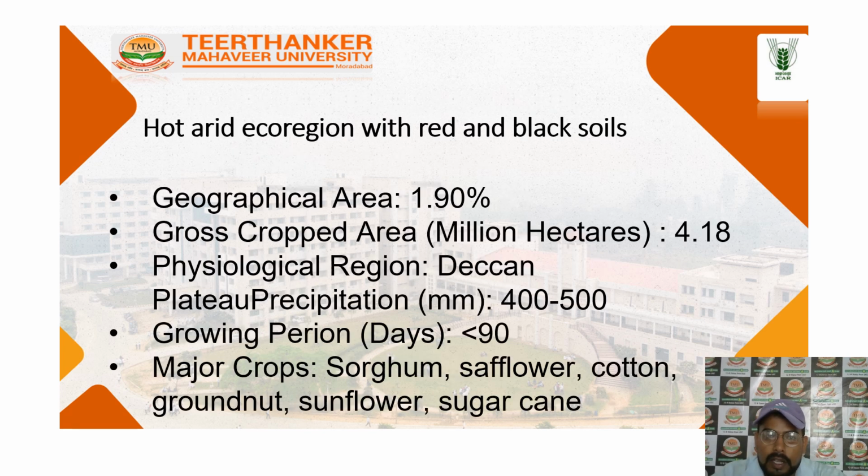Next is the hot arid ecoregion and the red and black soils. The geographical area in the black soils is basically 1.9% and gross crop area is 4.1%, and the physiographic region is the Deccan Plateau hills, like in the Karnataka region, with rainfall of 400 to 500 and growing period availability of less than 90 days. The major crops are sorghum, safflower, cotton, groundnut, sunflower and sugarcane.